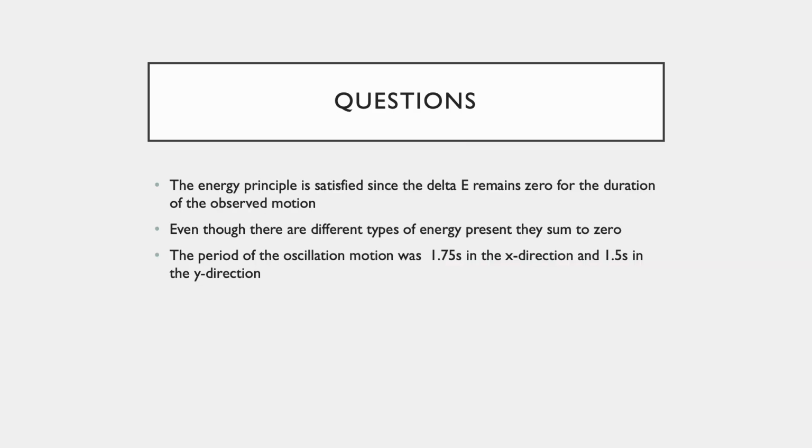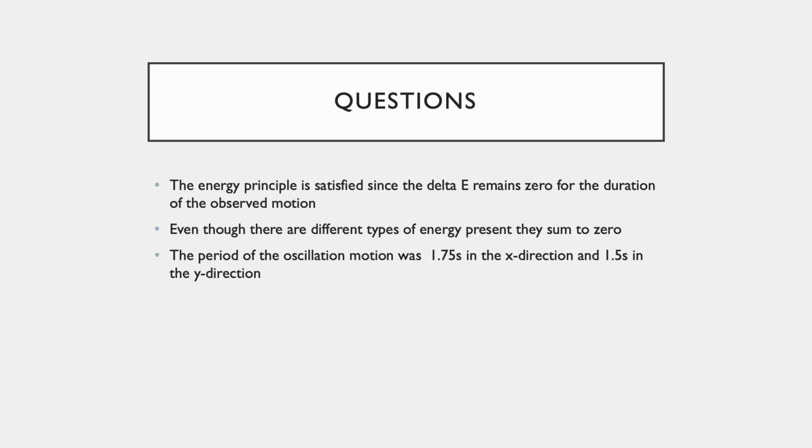Now, to answer the other questions for this lab, it was found that the energy principle was satisfied. That's because our delta E remains 0 for the duration of the entire observed motion. There was no change in energy, which means that energy was conserved inside the system based on the way we calculated. And even though there are different types of energy, they all sum to 0 because it's different transfers of energy. Energy gets transferred from kinetic to gravitational potential and back and forth.